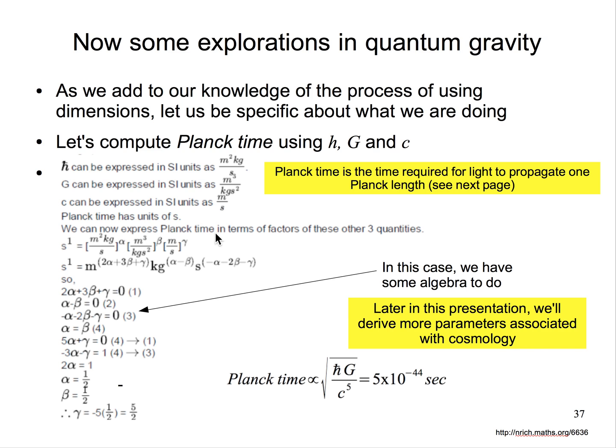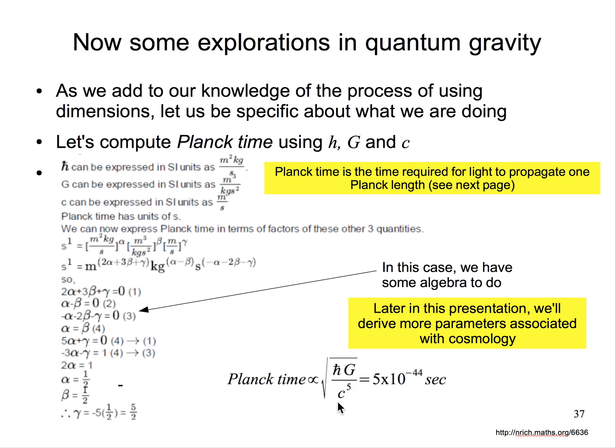So now we're going to construct time, which I borrowed from somebody else's presentation. Actually, this right here is the reference. He uses S for time. So time to the 1, and here's the same formulation we've been using. So we have h to the alpha, g to the beta, c to the gamma. We do our arithmetic, and we get equations for alpha, beta, and gamma. And there's some arithmetic to do here. And we end up with alpha equals a half, beta equals a half, and gamma equals 5 halves.